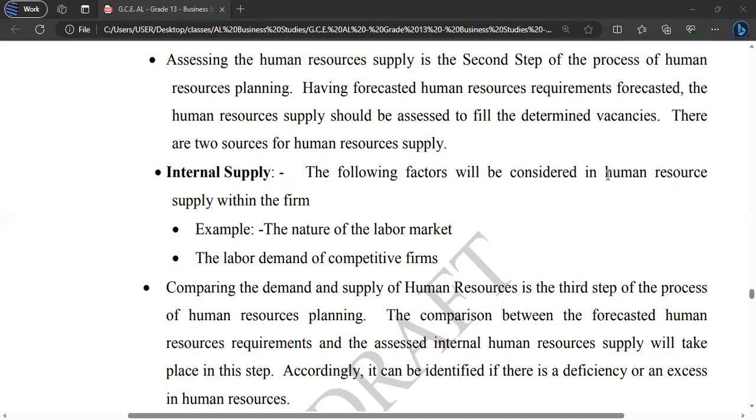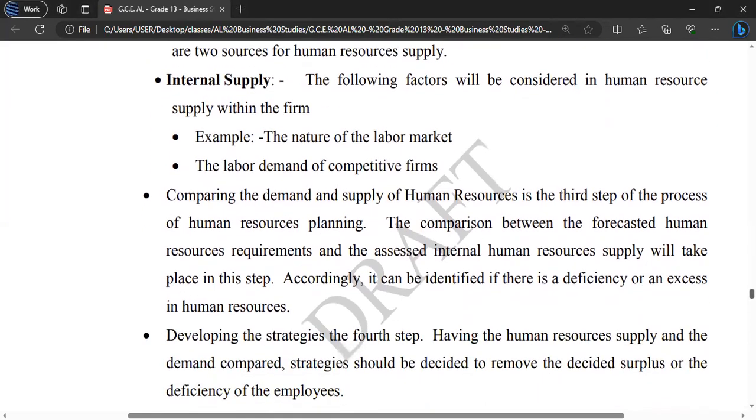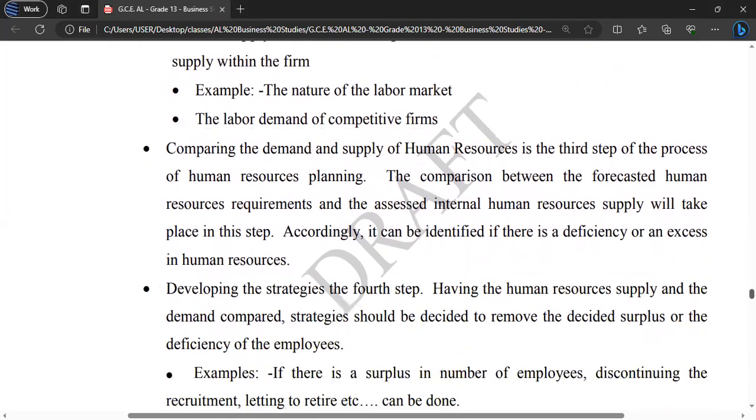So comparing the demand and supply of human resources is the third step of the process of human resource planning. The comparison between the forecasted human resource requirement and the assessed internal human resource supply will take place in this step. Accordingly, it can be identified if there is a deficiency or an excess in human resources. So if you ask me why you need to compare the demand and supply, why? To identify if there is a deficiency or an excess in human resources. That's the purpose of comparing demand and supply.